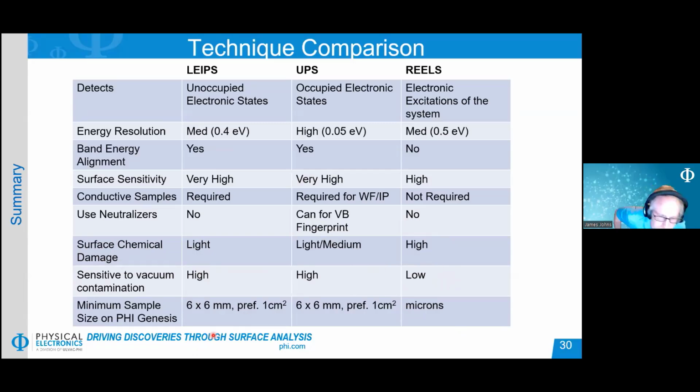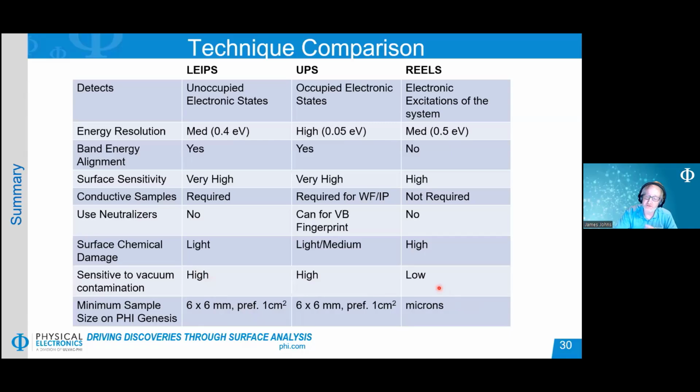And then finally, last is sample size. I wanted to give you the minimum sample size on a PHI Genesis, which would also work for a VersaProbe. So if you have a Physical Electronics instrument, we recommend for LEIPS a minimum size of 6 by 6 millimeters, preferably 1 centimeter. And we would say the same thing for UPS. A larger sample helps with uniformity. The actual beam size of the measurement for LEIPS is roughly 2 millimeters. For UPS, it's about 1.5. But you want a larger area so that you have uniform electrostatics in the area that you're measuring.